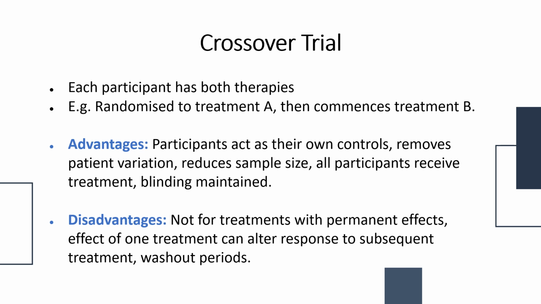It removes patient variation when you're interpreting groups. It reduces the sample size you might need. And ethically, all patients do receive some treatment. Blinding, it may be possible to maintain blinding throughout the trial too. However, they're not usually used for treatments that have permanent effects, because once you've got the effect of one treatment, that may alter the responses to subsequent treatments. So you need to have adequate washout periods where the first treatment is washed out of the system and is no longer effective before you start the second treatment.